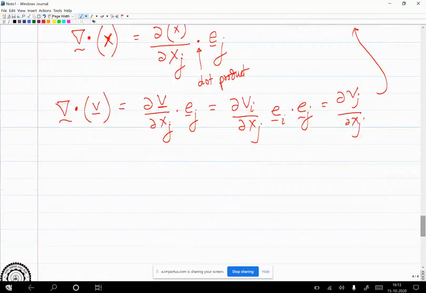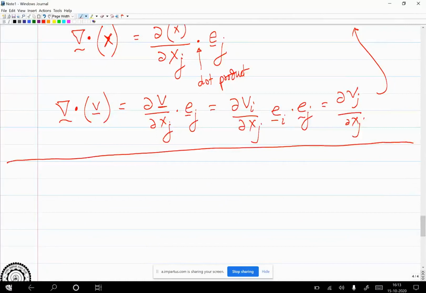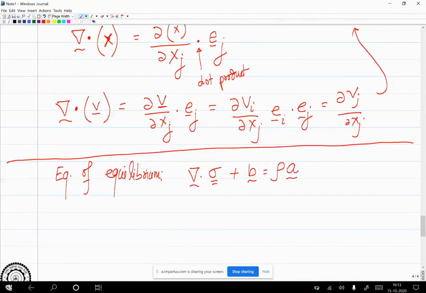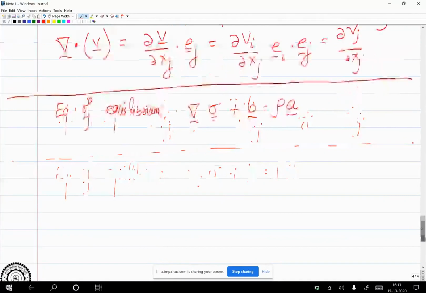You can likewise do divergence of a second order tensor. In your undergraduate solid mechanics course, or if you have done continuum mechanics, you would have seen the equation of equilibrium: divergence of sigma plus the body force is equal to density times acceleration. So that's the tensor equation of equilibrium.